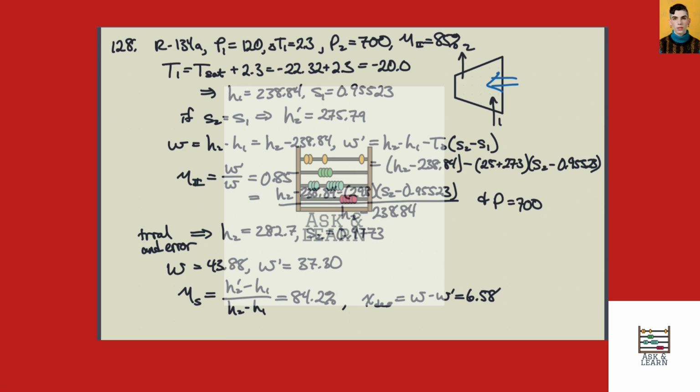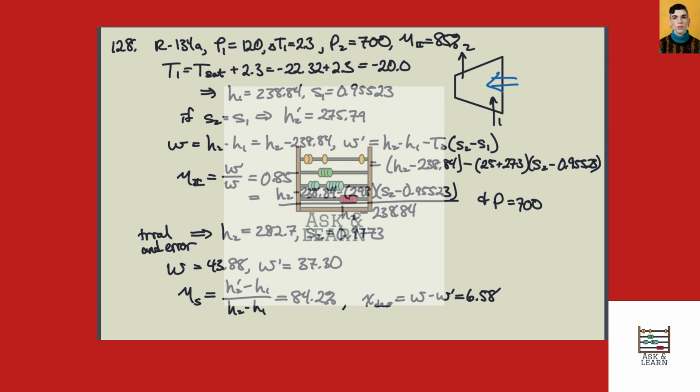So being superheated at 120 kilopascals, we can look up the saturation temperature for our R-134a at 120 kilopascals, and that winds up being minus 22.32 degrees Celsius. So it's superheated up to basically minus 20 degrees Celsius. So that's the temperature at the inlet. And we can get the enthalpy and the entropy at the inlet then, looking those up or using the software.